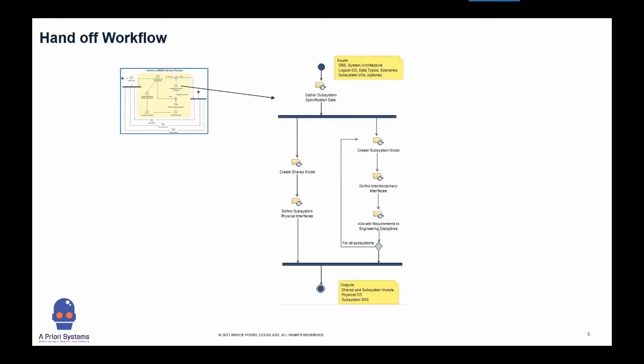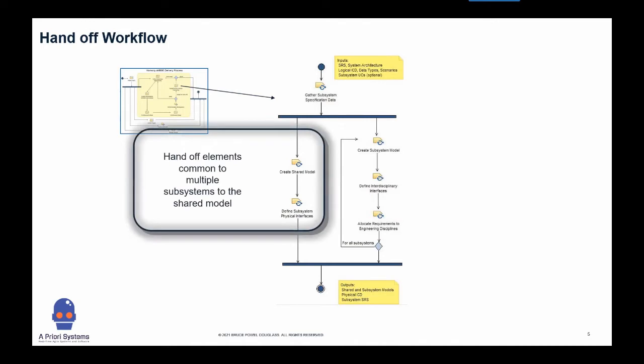And then there's a couple of workflows here that go on in parallel. The first task is to gather the subsystem specification data. If you organize the models in the way that I did, then they're kind of pre-organized. There's no work to do. If you did something else, then there's possibly work to do to grab all the stuff and bring it together. So there are two parallel flows. In the left-hand flow, we're going to create what's called the shared model. So we're going to create a federation of models.